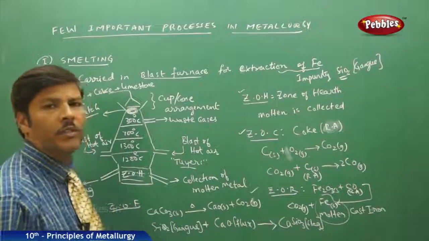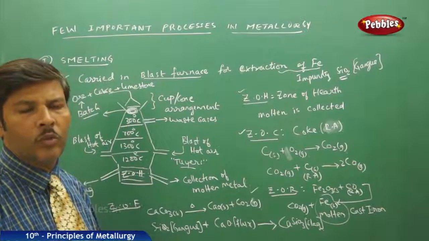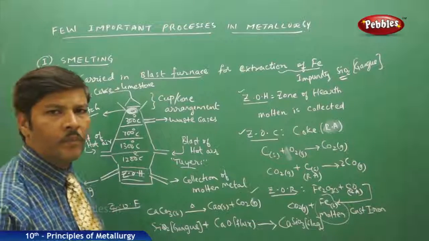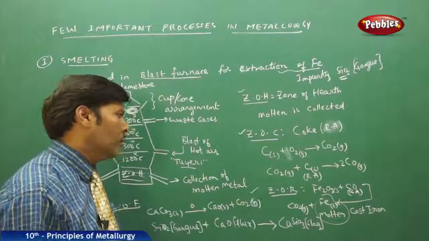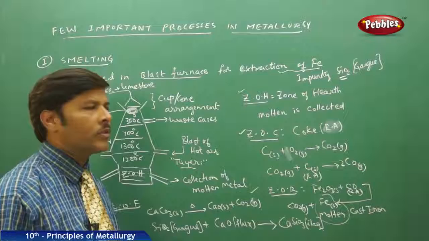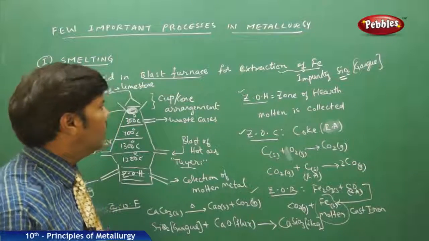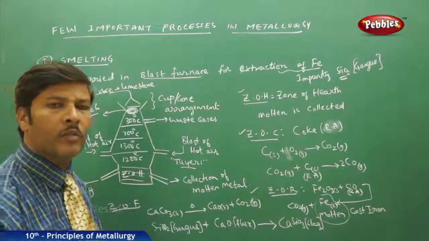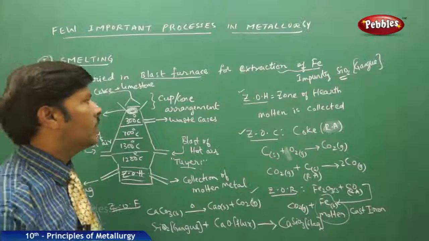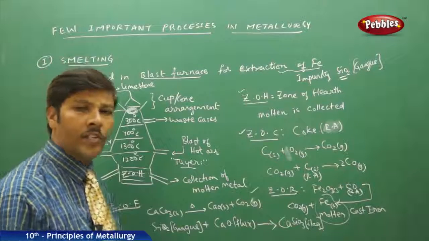This is one of the important reactions which is taking place in the extraction of iron through the process of smelting, and smelting always requires the blast furnace. Smelting is a process which involves both roasting and calcination, and smelting always takes place at very high temperature. The smelting process definitely needs a furnace. That furnace is called the blast furnace, and the blast furnace is exclusively used for the extraction of iron, and sometimes it is also used for the extraction of copper.